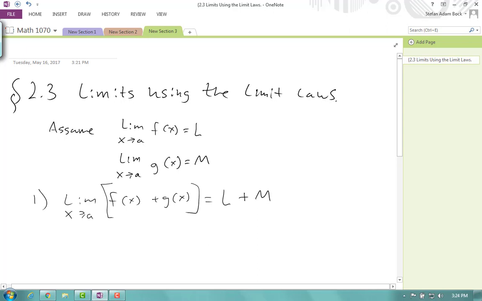And of course, whatever is true for addition is also true for subtraction. So we've got that. If I have the limit of a constant multiple of a function, then this is equal to the constant multiple of the limit of that function, c times L.